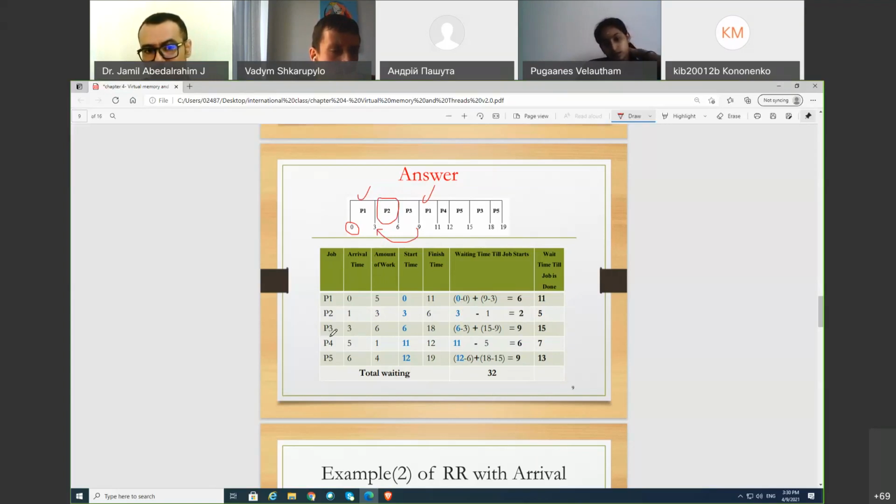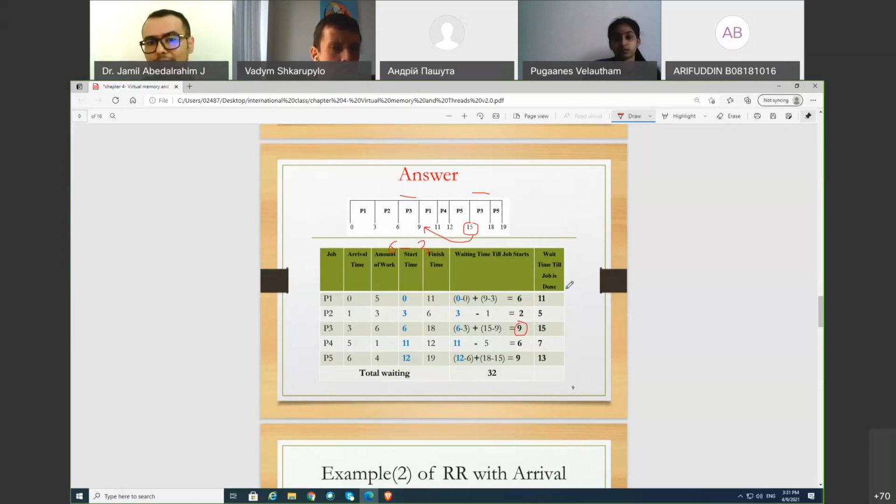Take a look at P3. How many periods do we have for P3? 1 and 2. So we take the first start time 6 minus arrival time 3, plus the start time of the second period, 15, minus 9, the finish time of the first period. 15 minus 9, and we get the waiting time till job start for process 3, and so on.